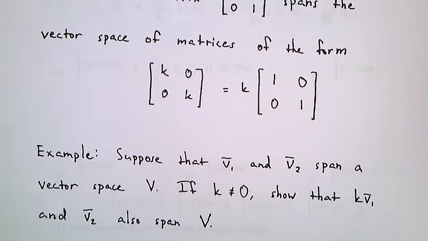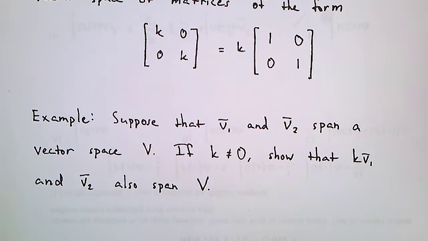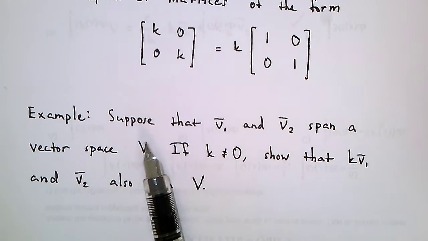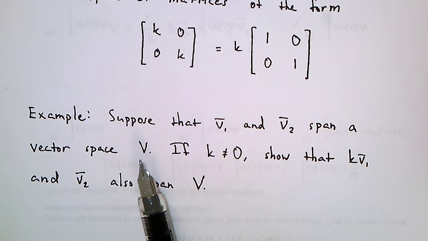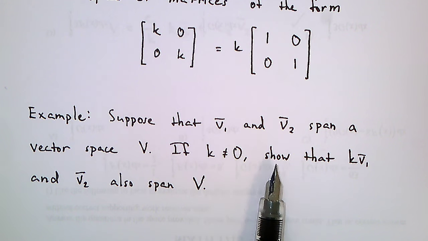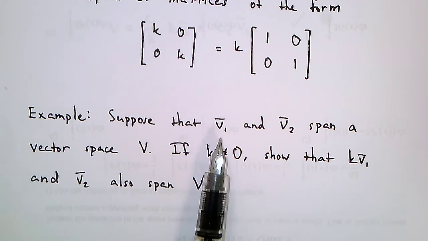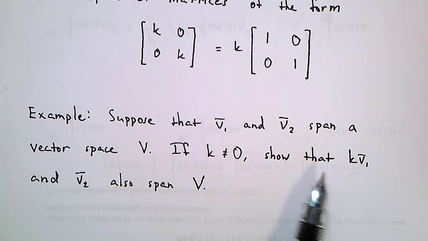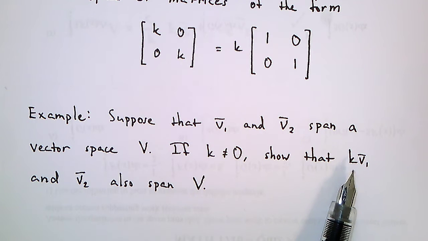Let's work through a more theoretical kind of example to see how you can prove things involving these definitions. So we're going to suppose that we have two vectors, v1 and v2, that span a vector space V. If I have a constant k that's not equal to 0, I want to show that k times v1 and v2 also span the vector space V. So what that means is I can replace the vector v1 with a scalar multiple of it, assuming I don't just multiply by 0.